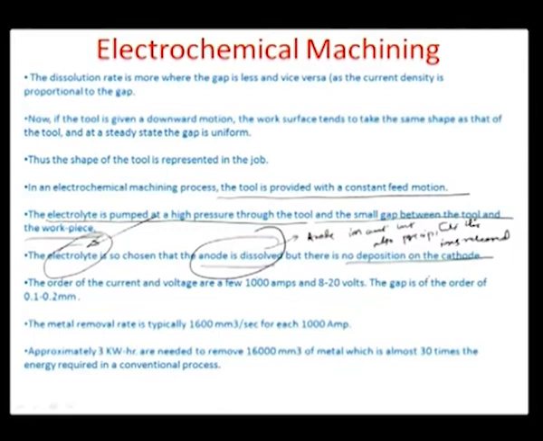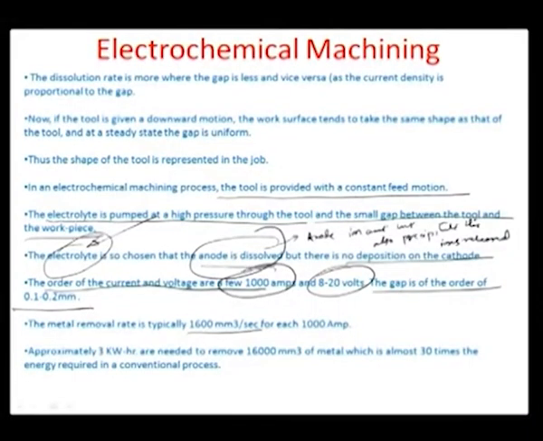So the order of current and voltage that are normally found in such processes are a few thousand amps of current, and about 8 to 20 volts, and the gap where the ECM is conducted between the tool and the workpiece is typically about 100 to 200 microns, 0.1 to 0.2 millimeters. Typical material removal rates can be about 1600 millimeter cube per second for about 1 kiloamp current.